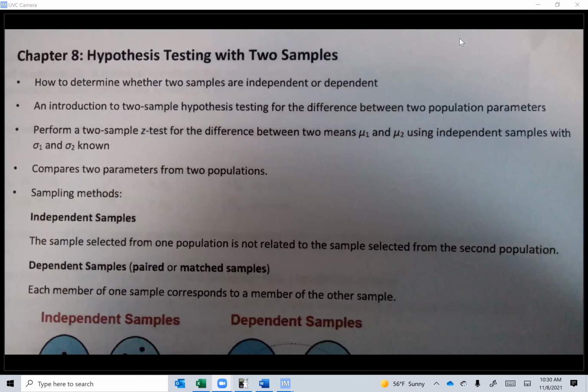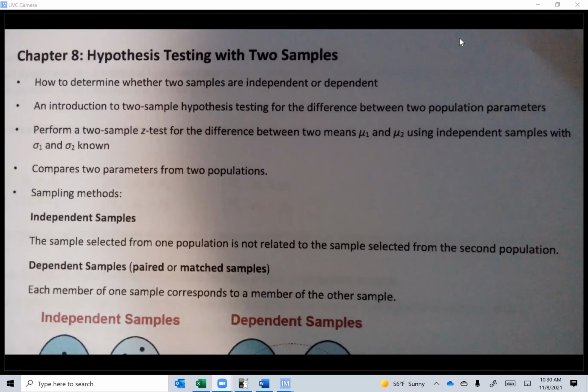Okay. You learned in chapter 7, guys, how you test a claim about the mean from one population or the proportion from one population. What we're going to learn in chapter 8 is how to compare two means from two different populations. For example, if you want to test the effectiveness of a medicine, you bring two groups. One group will take the medication and the other group will take no medication, and you compare the results, not just of the two groups. So now you have two groups. That's what chapter 8 is about.